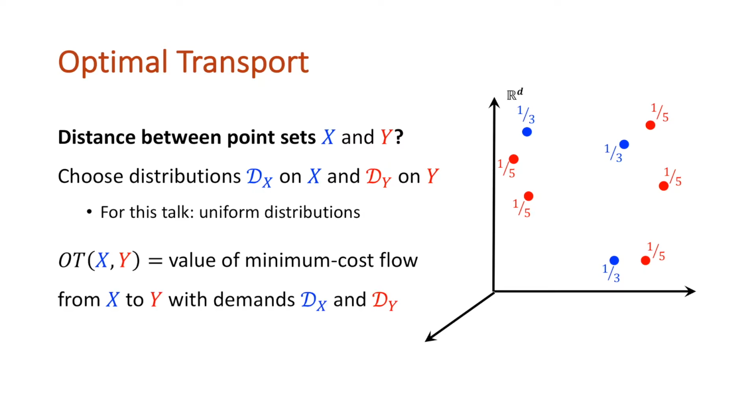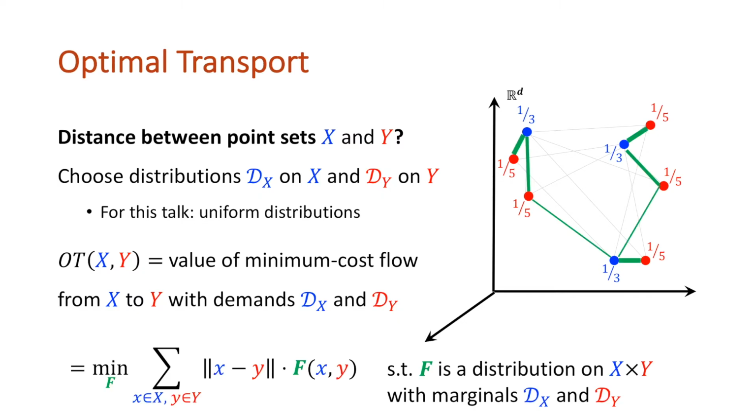And the optimal transport distance is defined as the value of the minimum cost flow from the blue points to the red points with the demands specified by those distributions. This means we consider the bipartite graph between the blue points and the red points, and we solve minimum cost flow on this graph and return its value. The value is the sum of the flow on each edge times the cost of the edge, and in this case the cost of an edge is the Euclidean distance between its endpoints. So this is optimal transport.